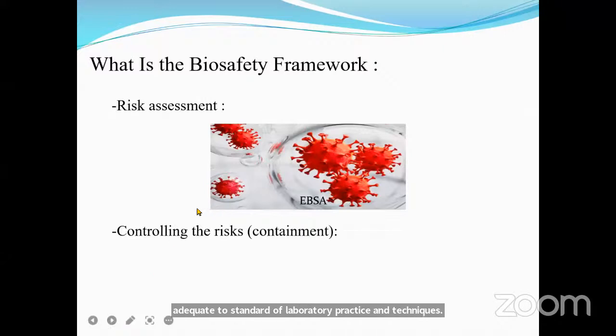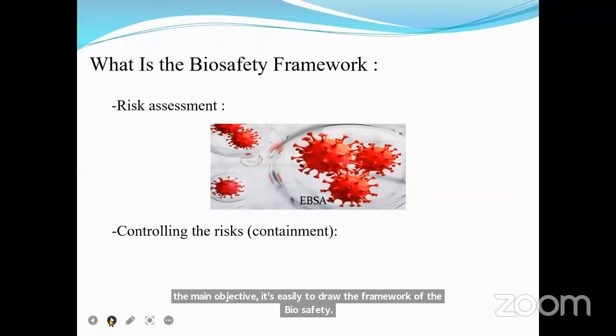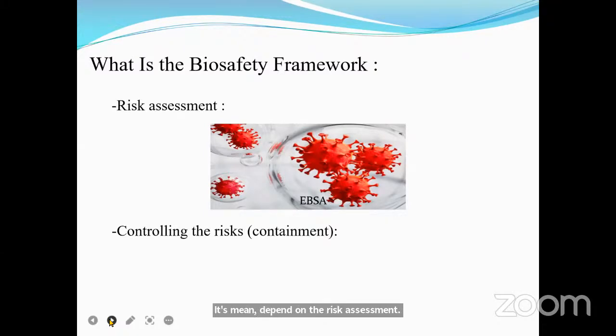When we understand the purpose and the main objective, it's easy to draw the framework of biosafety. It depends on the risk assessment, which is the process of identifying the hazard and evaluating the risk associated with biological agents and toxins. At the same time, we have to consider the adequacy of existing controls and decide whether the risk is accepted or not accepted.